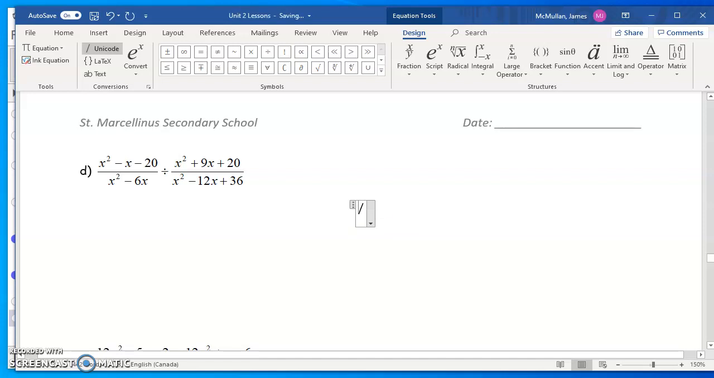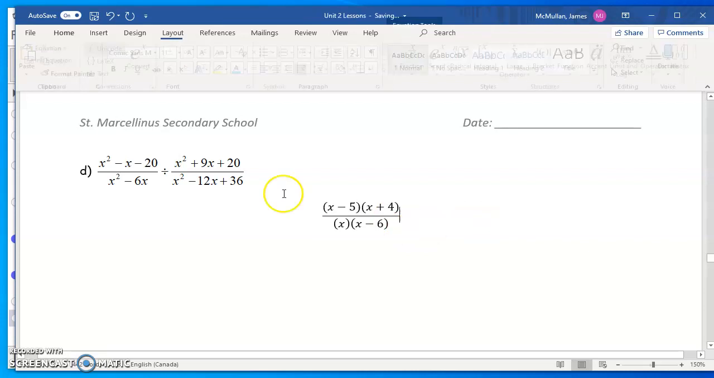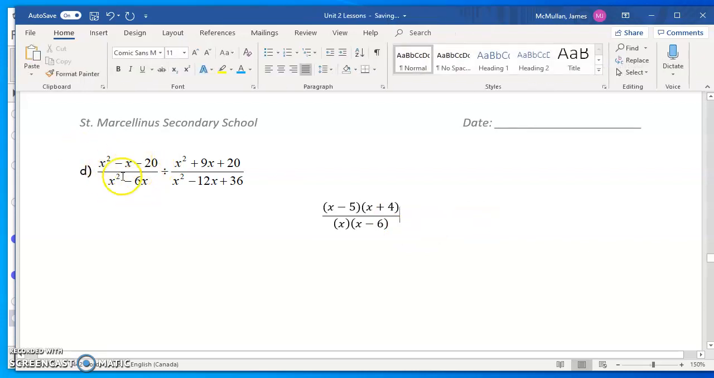So I'm going to factor the top. I need a sum of -1 and a product of -20. So we got x minus 5 and x plus 4 on the top. On the bottom we have a common x, and then we have an x minus 6. Okay, so the left side part, you should be able to get it to look like this, which again is just the top factored and the bottom factored.